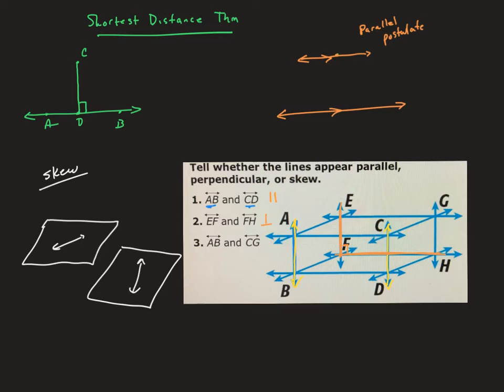And then AB again, and CG over here. They appear to be neither parallel nor coplanar, so those are going to be skew. These are just some of the lines they've identified here, but we could say it looks like DH is parallel to BF, which is parallel to AE, and parallel to CG. There are many different ways to look at this and pick out those items, but that's dealing with our skew, parallel, and perpendicular lines.